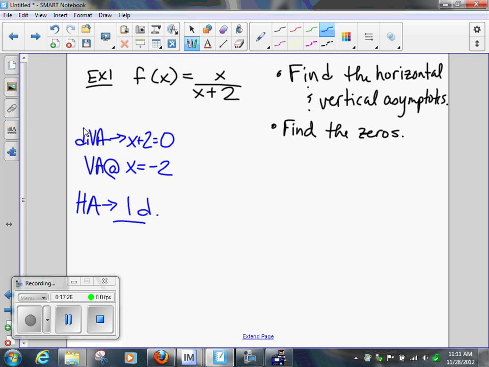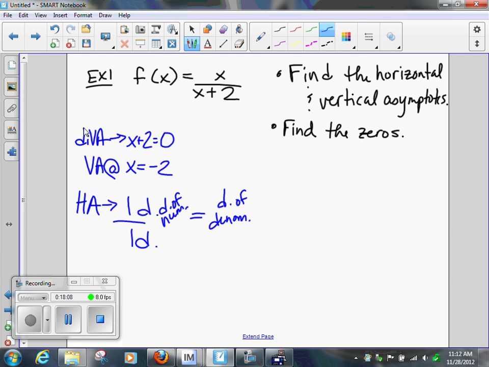No, I got it from my numerator, which is x to the first power. So that means the degree of the numerator is 1, correct? What's the degree of the numerator? The degree of the denominator is 1, yes? Okay, so the degree of my numerator is equal to the degree of the denominator.